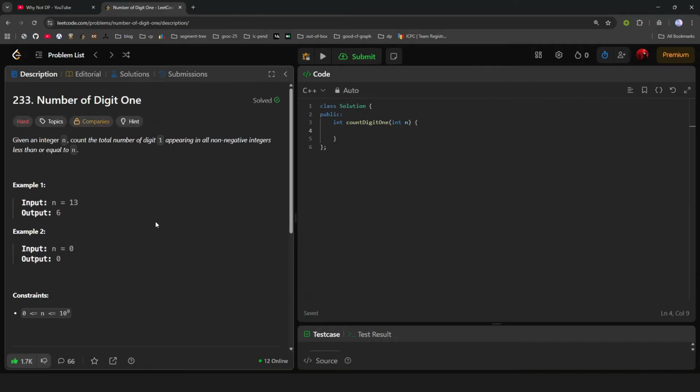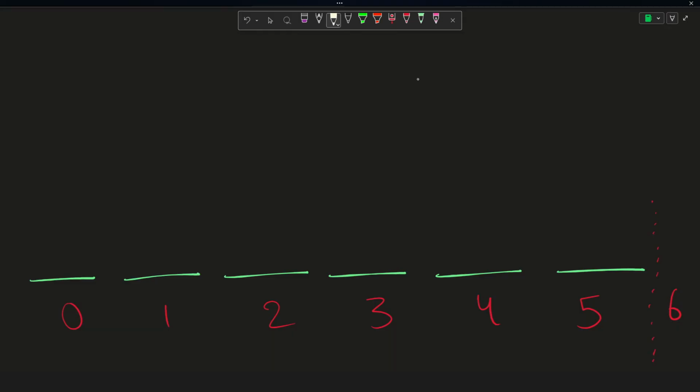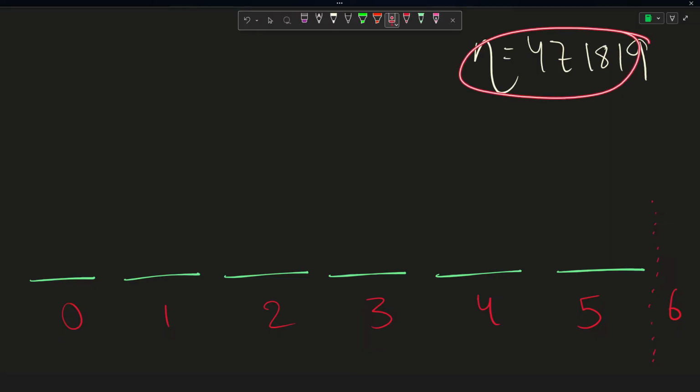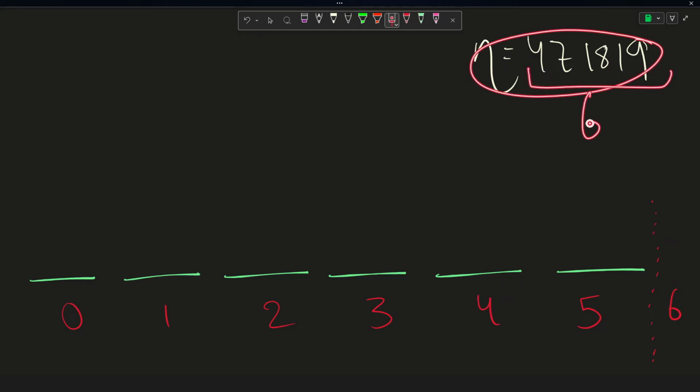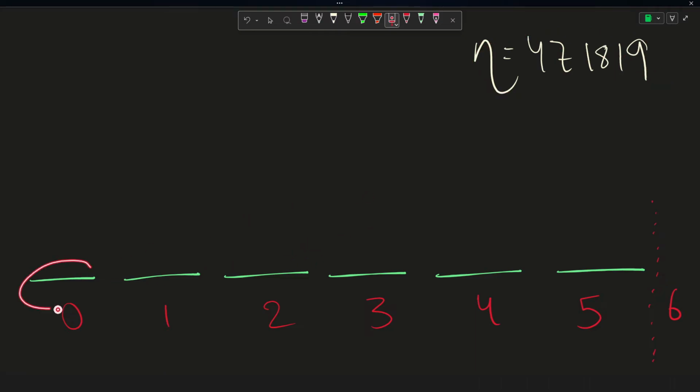So let us now try to understand on the blackboard what specific logic we will apply in this. In order to make you understand things better, I am considering a value of n here by myself. So let us consider the value of n as, let's say, 471819, right? Because the value of n can go up to 10 to the power 9. Since this integer has a total of 6 digits, this is the first digit, this is the second, third, fourth, fifth and sixth, so the total size of this integer is 6, right? So that's why I have considered 6 different blocks here.